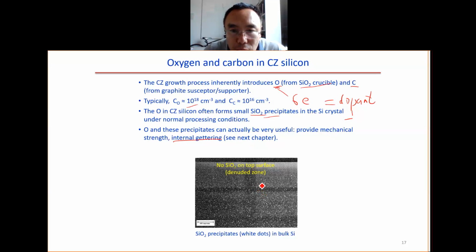So what do you see here? The white color here is actually silicon dioxide nanoparticles. We will see this in the next chapter.